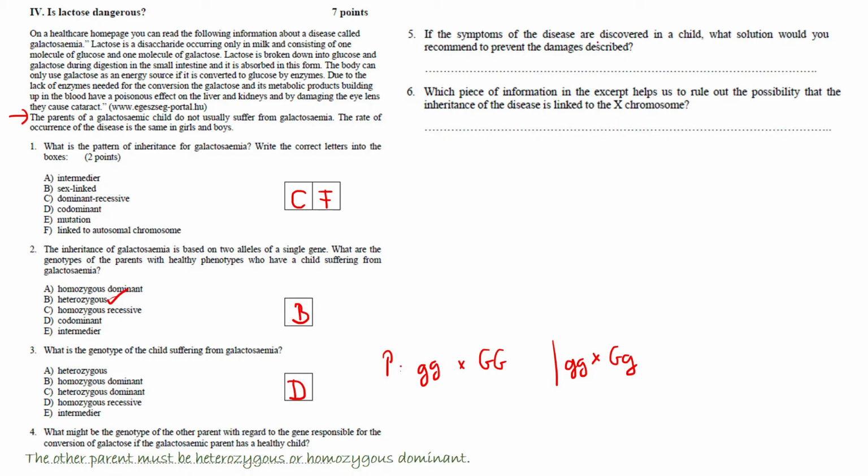If the symptoms of the disease are discovered in a child, what solution would you recommend to prevent the damages described? Follow a lactose-free diet. That can be a good solution. Which piece of information in the excerpt helps us to rule out the possibility that the inheritance of the disease is linked to the X chromosome? The last statement is telling us the rate of occurrence of the disease is the same in girls and boys. All right.